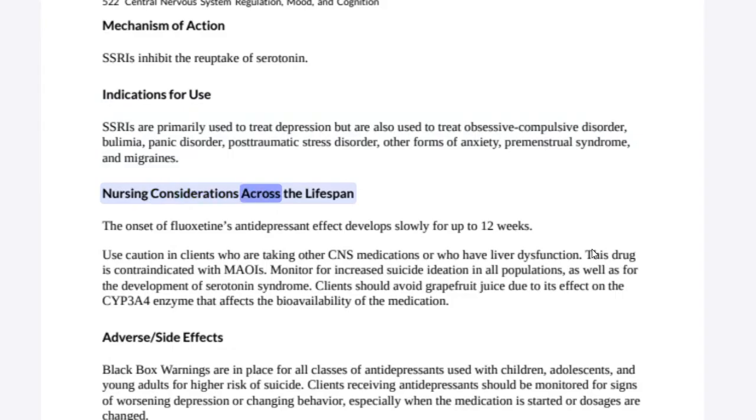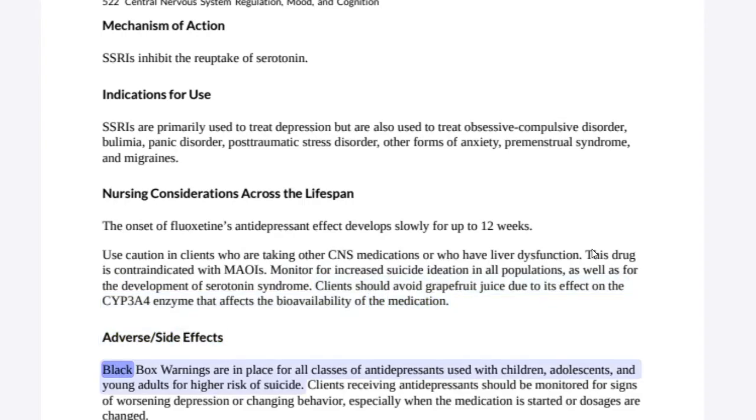Nursing considerations across the lifespan. The onset of fluoxetine's antidepressant effect develops slowly for up to 12 weeks. Use caution in clients who are taking other CNS medications or who have liver dysfunction. This drug is contraindicated with MAOIs. Monitor for increased suicide ideation in all populations, as well as for the development of serotonin syndrome. Clients should avoid grapefruit juice due to its effect on the CYP3A4 enzyme that affects the bioavailability of the medication.